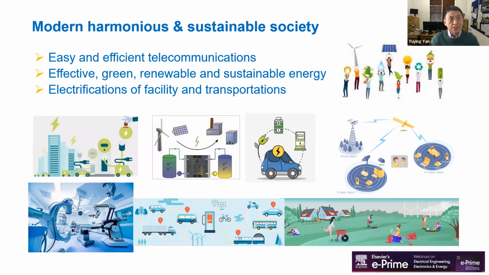A modern harmonious and sustainable society is a big topic, as it is concerned with many aspects, such as policies, human relationships, technology development and so on. But from a science and technology point of view, it must have the following important functions, such as having easy and effective telecommunications, networks and systems, nowadays online banking, shopping, social media, etc. The energy supply and utilization must be effective, green, renewable, and sustainable. Also, electrification, including modern transportation, media, medical equipment, and so on, should be well in place and adapted. What is behind this is power electronics and semiconductor integrated circuits.